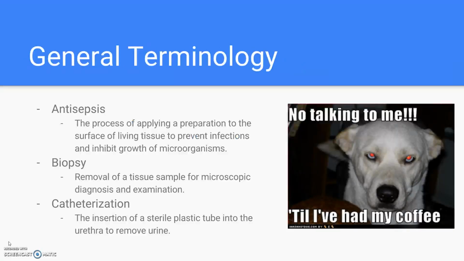All right, general terminology. Antisepsis, this is the process of applying some sort of preparation to the surface of a living tissue to prevent infection and inhibit any growth of microorganisms. A biopsy is a removal of a tissue sample for microscopic diagnosis and examination. And catheterization, this is the insertion of a sterile plastic tube into the urethra to remove urine, typically used in animals that are highly sedated.